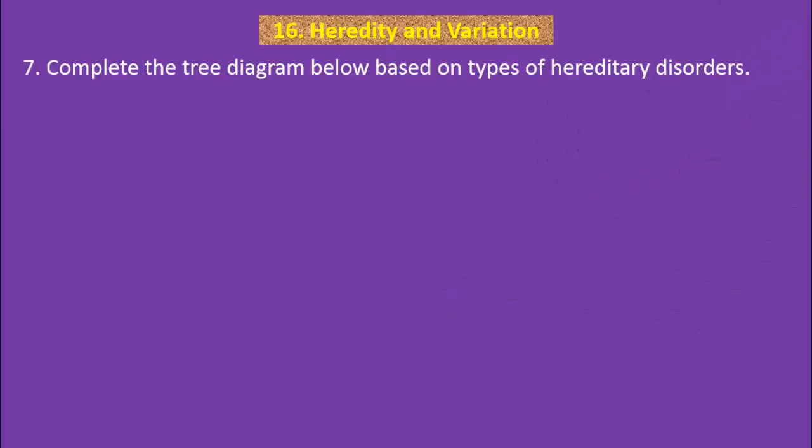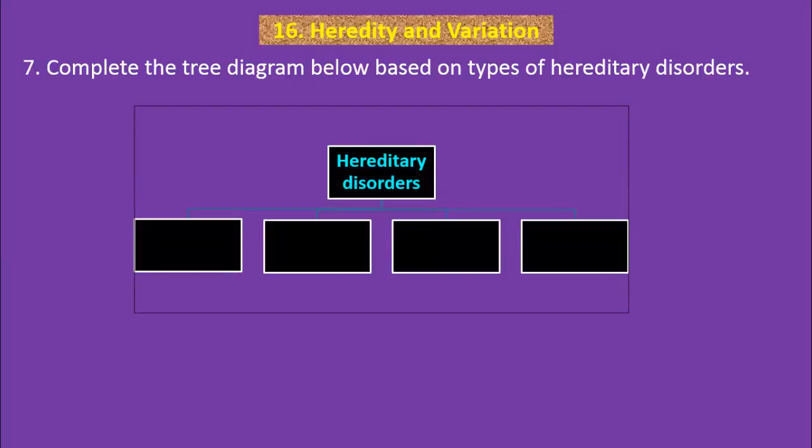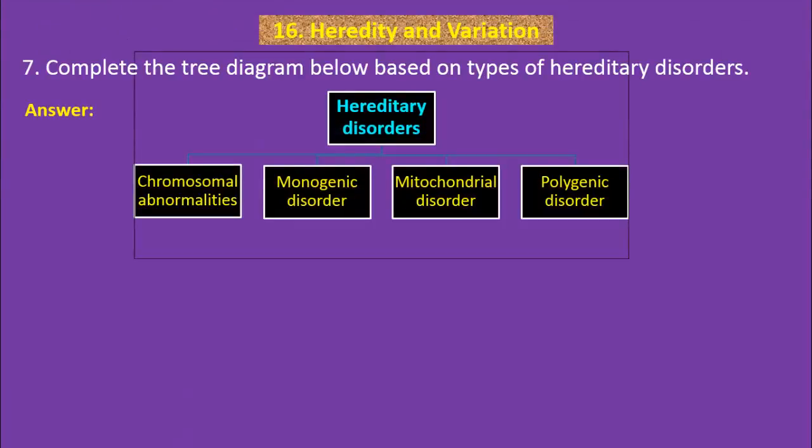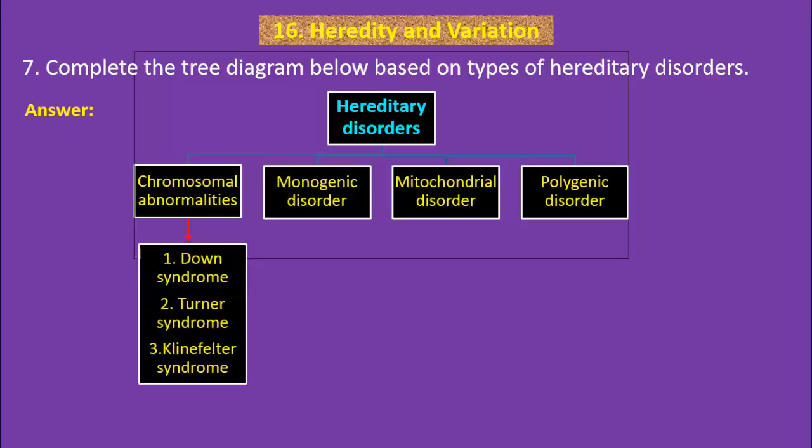Question number 7. Complete the tree diagram below based on the type of hereditary disorders. Answer. Hereditary disorders: chromosomal abnormalities, monogenic disorder, mitochondrial disorder, polygenic disorder. Now in chromosomal abnormalities: 1. Down syndrome, 2. Turner syndrome, 3. Klinefelter syndrome.